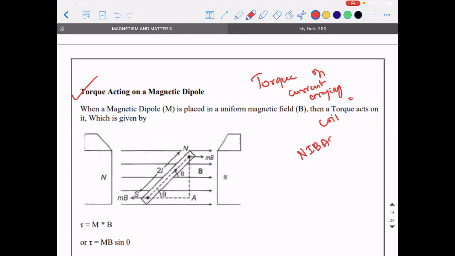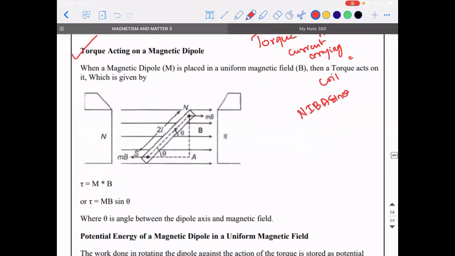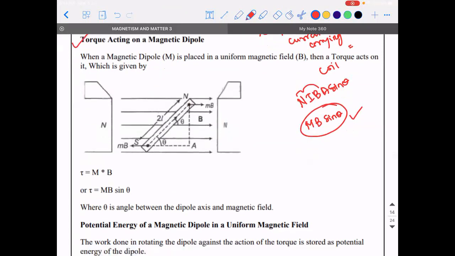Sir, I wrote it already. NIBA sin theta. Based on this only, we understood the concept of galvanometer and all. NIBA sin theta. This NI into A is what is called the magnetic dipole moment, and it is given as MB sin theta. Correct?